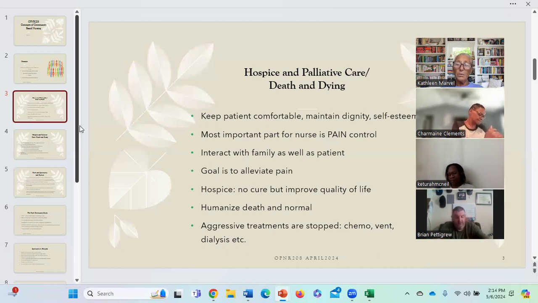So we want the hospice palliative patients to be interacting with family, right? Of course, the goal is to alleviate pain, but you have to find a comfortable medium. Hospice nurses, has anybody ever worked with a hospice nurse, with a family member, or in the hospital setting? Yes. Oh, anybody else besides Charmaine?